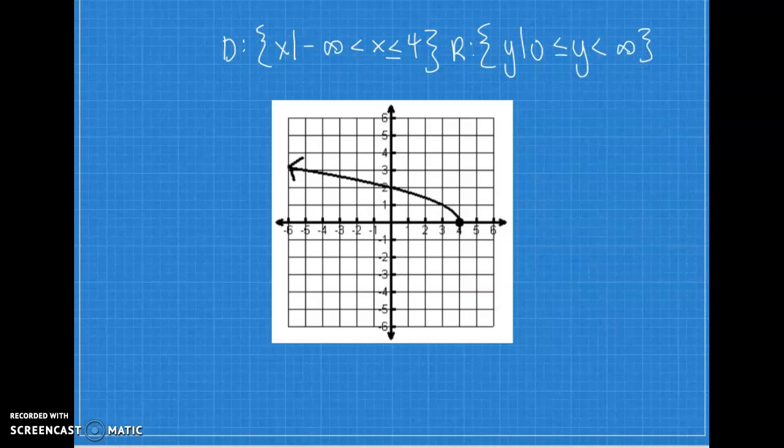And then again, if you're trying to get away from having to write your infinities and negative infinities, we could always write for this one x such that x is less than or equal to 4. Or for the range, you could just say all y values that are greater than or equal to 0. You never have to use the yellow versions of these. You can always write it using the white ones.